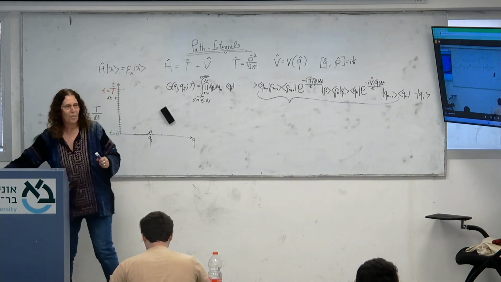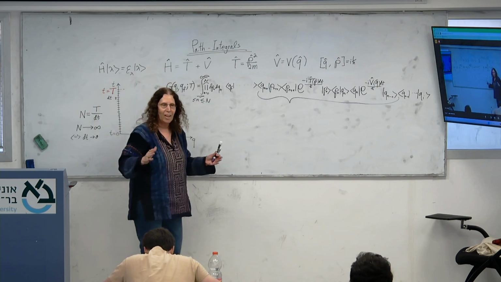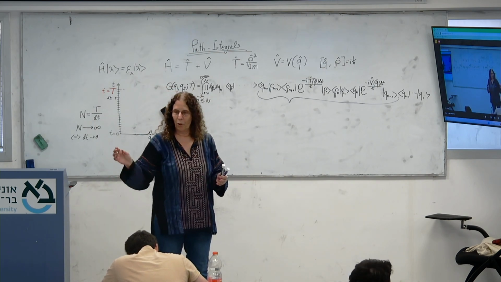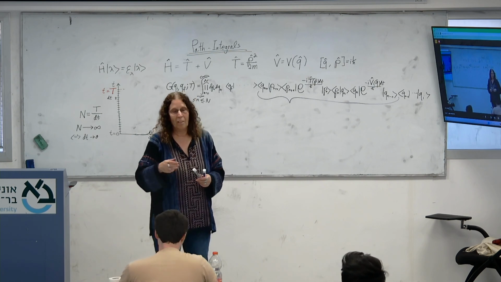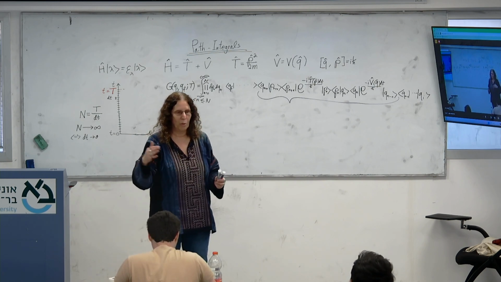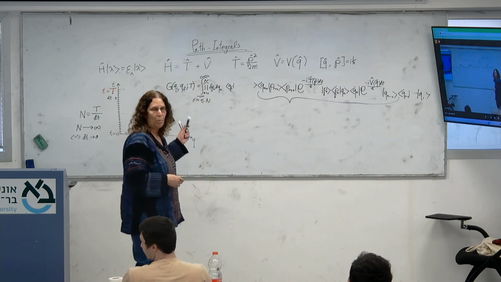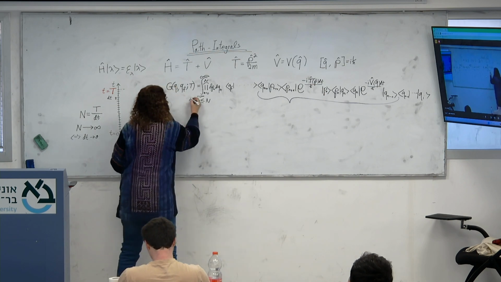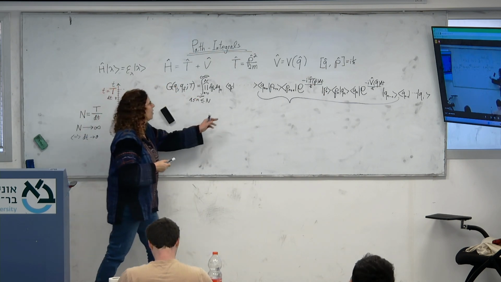Never mind, it doesn't matter, because in the end we are going to take capital N to infinity, and dt is going to turn into an integration variable, because we're going to have a continuous time evolution from 0 to capital T. Okay? I want to be a little careful. So what is this thing?